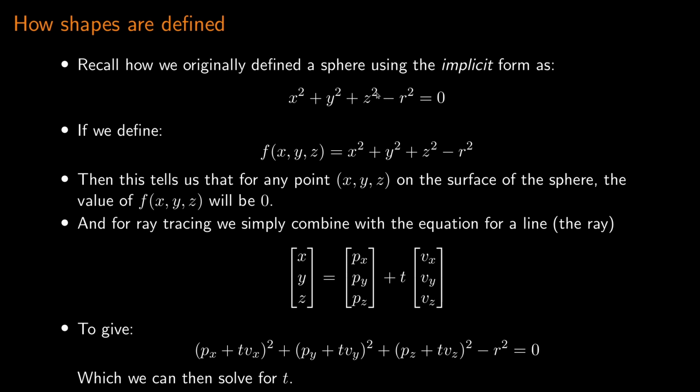We simply replace our implicit form equation with the implicit equation for whatever shape we want, and then we do the necessary calculations to solve for t. We can back substitute the value of t into the equation for the line, which is in this case the ray, and then we can calculate the location of the point of intersection very straightforwardly.